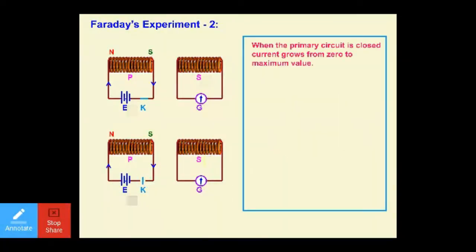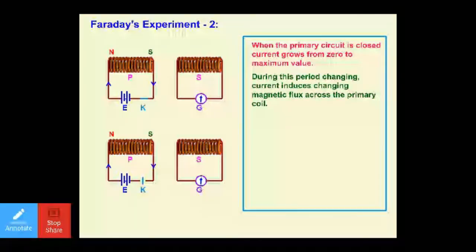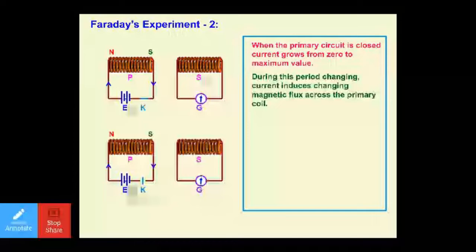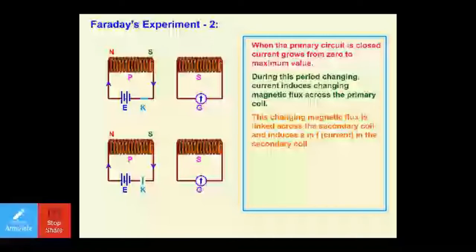Let's talk about it. When the primary circuit is closed, current grows from 0 to the maximum, right? When the key is on, current is growing from 0 to the maximum. During this period, the changing current induces a changing magnetic flux. With the change in the value of the current, the flux is also changing, right? The changing magnetic flux is linked across the secondary coil and induces the EMF. Now, what is happening over here? Just pay attention to it.